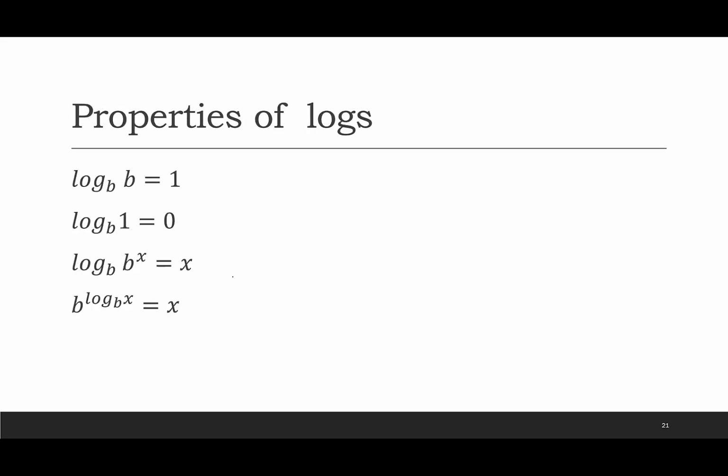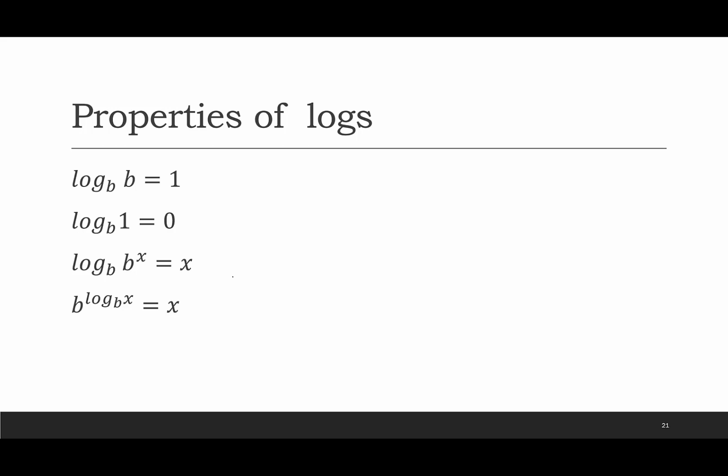Let's go through some properties of logs. Look at these as log base b, so it doesn't matter what base they are, they work for everything. The first one says log base b of b is 1. Remember the question is, what power of b do I have? I just have the first power. Log base b of 1 is 0. That says every log of 1 is always 0.